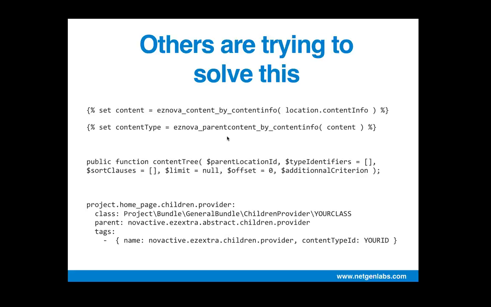So for example, if you look at this code, you will see in the first 2 lines these Twig helpers when you want to extract the content from a content info. Then if you want to extract a parent content by content info. What about the parent from a parent? Then obviously you need to do some more calls, etc. They also do some helpers like content tree functions. They also do this children provider, which you need to build and inject, etc. So in our terms, if you just want to list some children, this is just too much work.